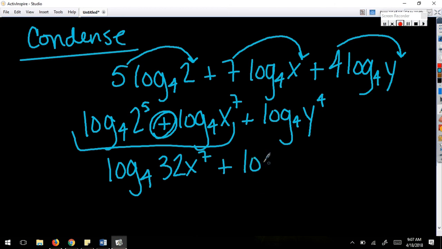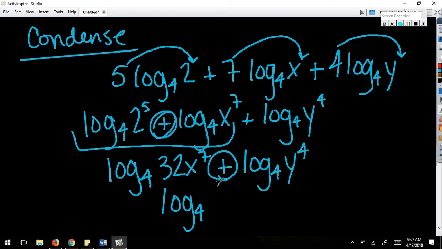Wait, you have to condense even more? Because these are all the same base, you're going to continue to condense until you just have one log expression. How did you get 32x? 2 to the 5th. Oh, I see. I'm going to multiply one more time because of this addition sign. So you get 32x to the 7th, y to the 4th.